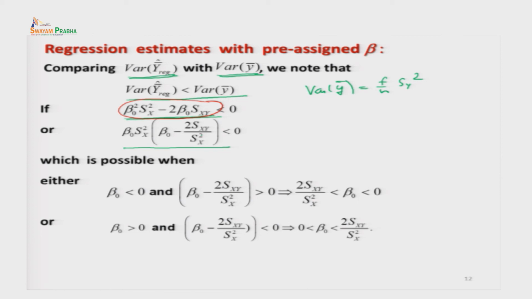Now we have to check under what type of condition this is going to be negative. So you can see here in this equation, this Sx square will always be greater than 0. This is always positive. Beta 0 is the intercept term: when you plot these paired observations and fit a line, the line will go like this.